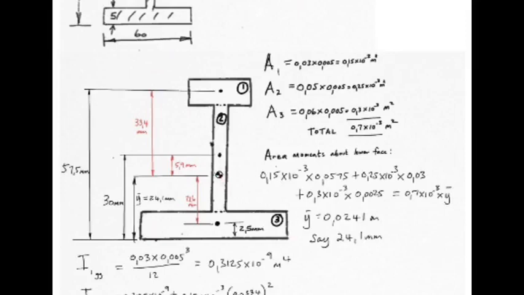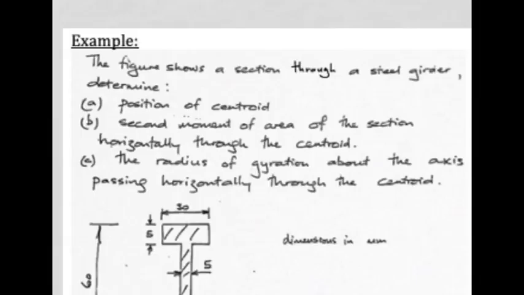We've done this before. Solve for bar y and you find 0.0241 meters, which is in fact 24.1 millimeters. What that means in simple terms, from the reference edge to the centroid, from here to here is 24.1 millimeters. So that has found us A, the position of the centroid. Next is to find the second moment of area of the section horizontally through that centroid.